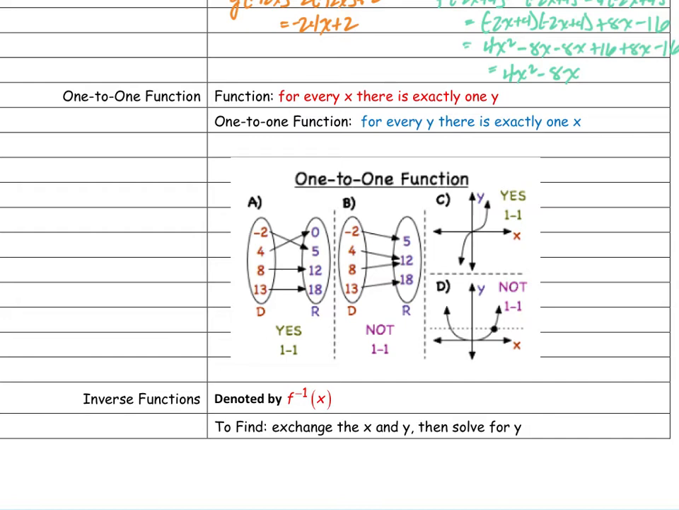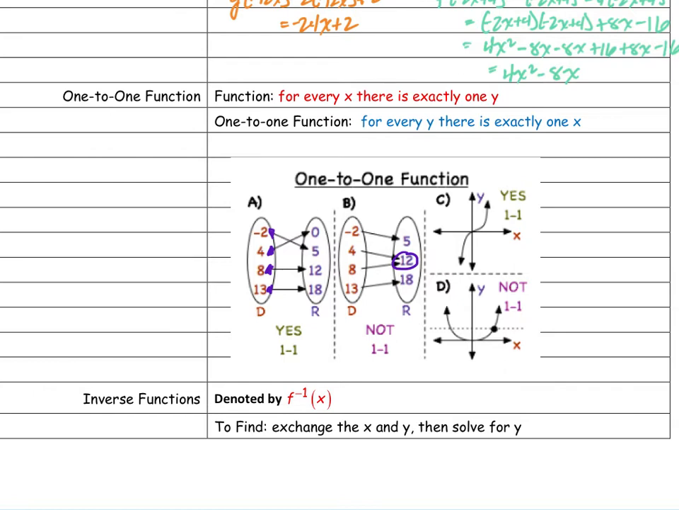So there's a couple little examples here in a mapping diagram. These are all functions. It's just showing the difference between a regular function and a one-to-one function. So A is one-to-one because I can take my arrows and it's going backwards also. So for every x, there's one y, and for every y, there's one x. So that means it's a one-to-one function. On the second one, this y goes to two x's, so it's a function, but it's not a one-to-one function.